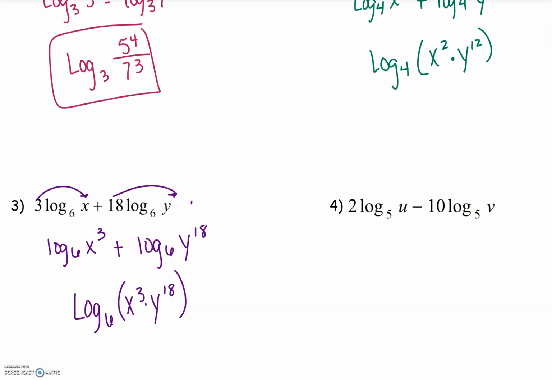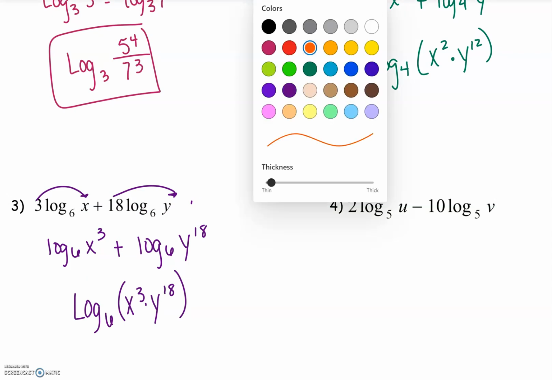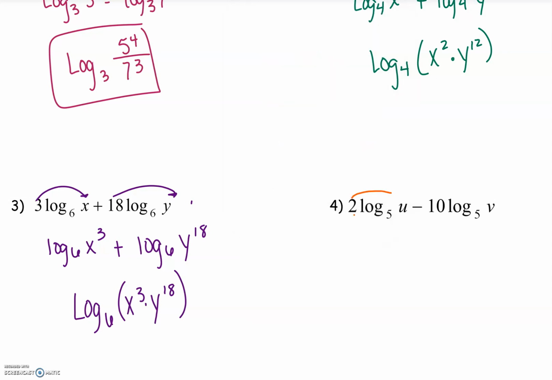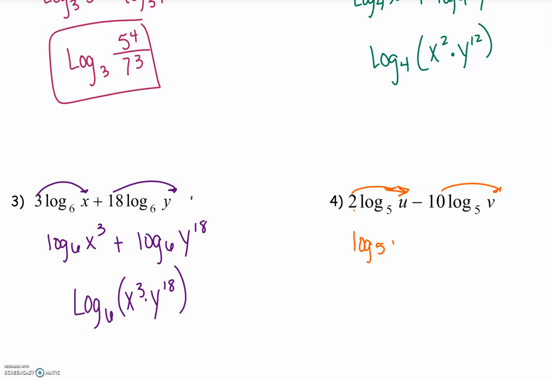And then the last one is subtraction, so that should be division. And we want to move our 2 and our 10, so log base 5 of u to the 2nd and log base 5 of v to the 10th. And so it is just a single log base 5 that we write, and then division, u to the 2nd over v to the 10th.